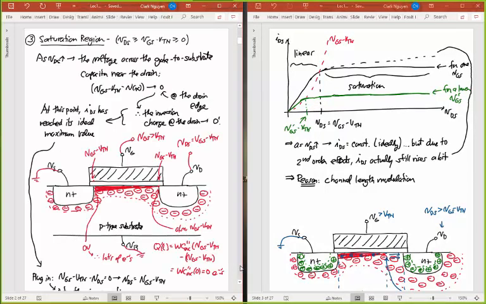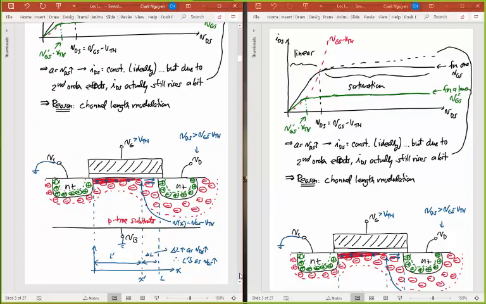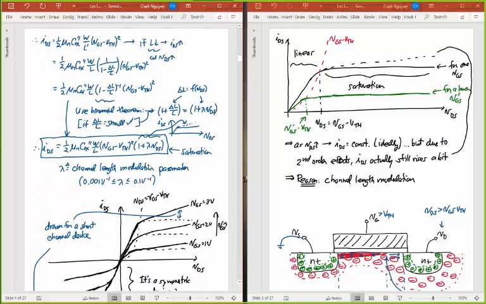So we derived that equation last time as well for the case where VDS is greater than VGS minus VTN, and it ended up being this equation right here. So this now is the standard equation for a saturated NMOS transistor. And so I know what you're looking at right now.